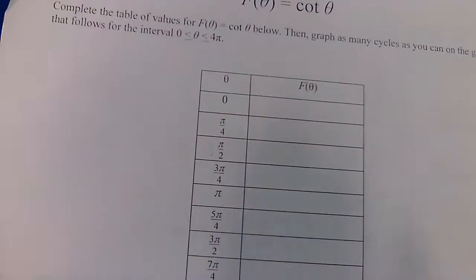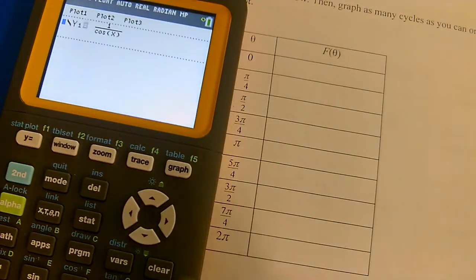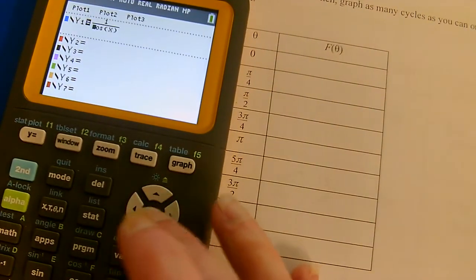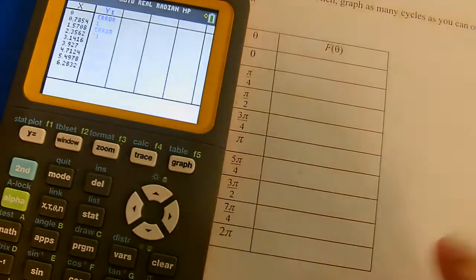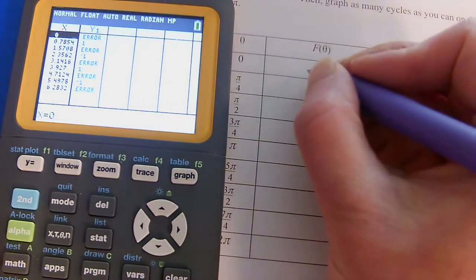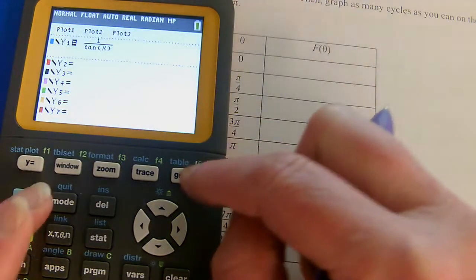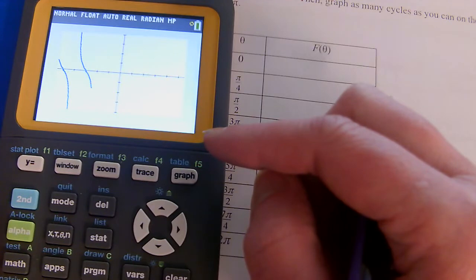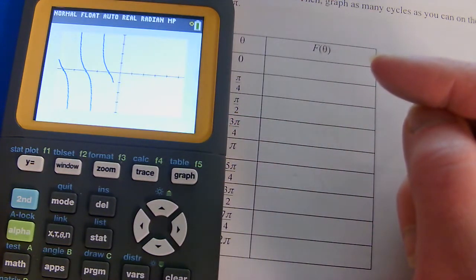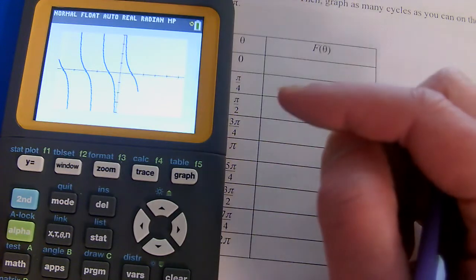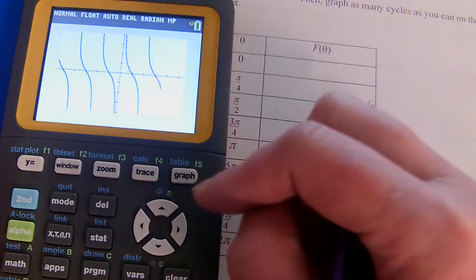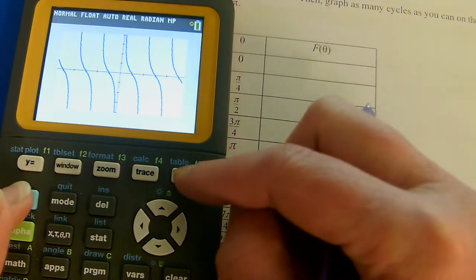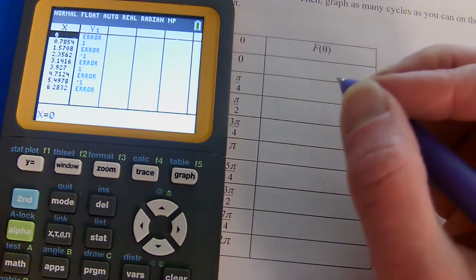Last one, cotangent. Now let's remember cotangent is 1 over tangent. Ooh. Did I ever type that in right? Why am I getting errors? Oh, look at that. Those errors happen every time I have an asymptote.